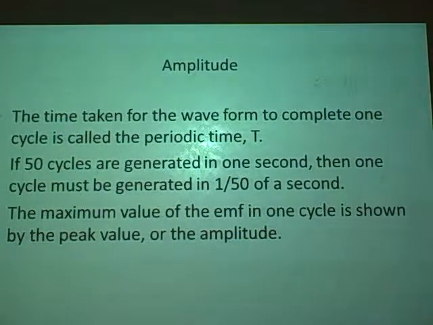3 bullet points. I'll read them out one more time very quickly for the purpose of your notes. The time taken for the waveform to complete one cycle is called the periodic time, T. Bullet point number 2, if 50 cycles are generated in 1 second, then one cycle must be generated in 1/50th of a second. Bullet point number 3, the maximum value of the EMF in one cycle is shown by the peak value or the amplitude.